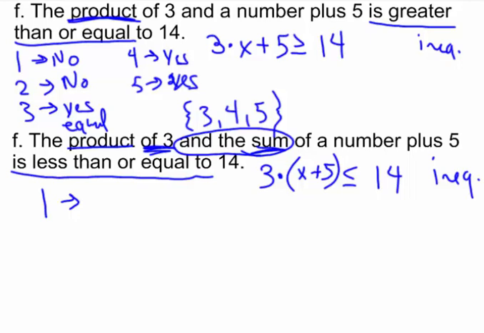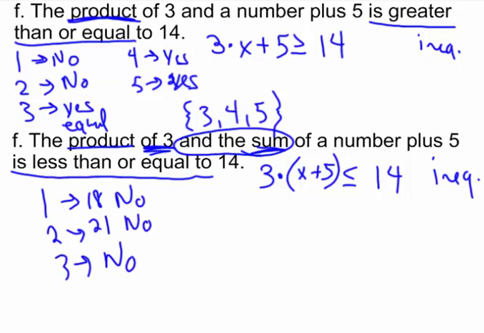At this point now, I'm going to plug in 1, 2, 3, 4, and 5 again. When I do that, when I plug in 1, 1 plus 5 is 6. 6 times 3 is 18. Nope, that doesn't work. If I plug in 2, 2 plus 5 is 7. 7 times 3 is 21. Nope, that's not less than 14. If I plug in 3, 3 plus 5 is 8. 8 times 3 is 24. Nope. If I plug in 4, nope. If I plug in 5, no.